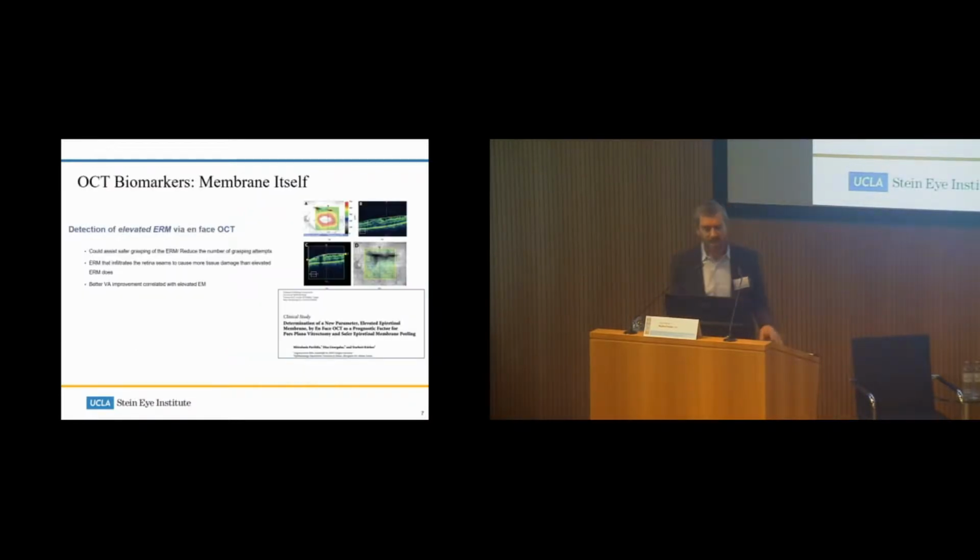The one at the level of the membrane itself is called the elevated epiretinal membrane. It will be detected by en face OCT, and the detection of the separation between the surface of the retina and the epiretinal membrane will help us in some cases to grasp the epiretinal membrane in a safer way and reduce the number of attempts to grasp the membrane.